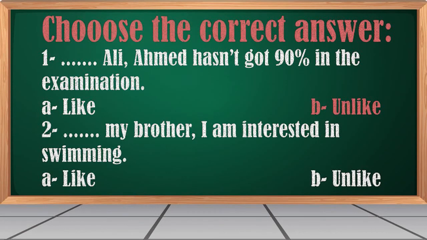Number two, my brother, I am interested in swimming. What's the correct word here? A, like. B, alike. So the correct answer is A, like. Like my brother, I am interested in swimming.